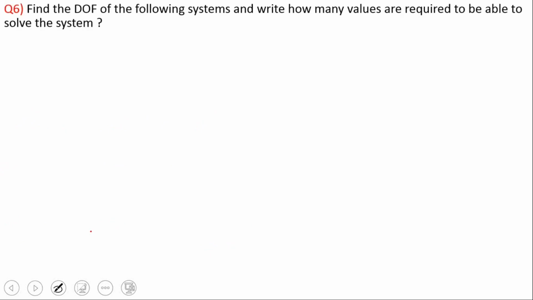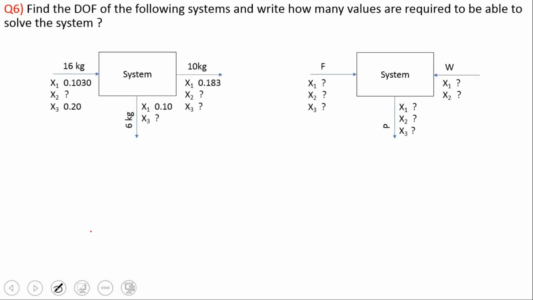So for the last question, find the degree of freedom for the following system and write how many values are required to be able to solve the system. We have two systems. We have to find the degree of freedom analysis and how many values are required to be able to solve the system. So for the first system, let's analyze it. We know x2 and we have x3 unknown. The x2 and x3 composition is unknown for the 10 kilogram stream.